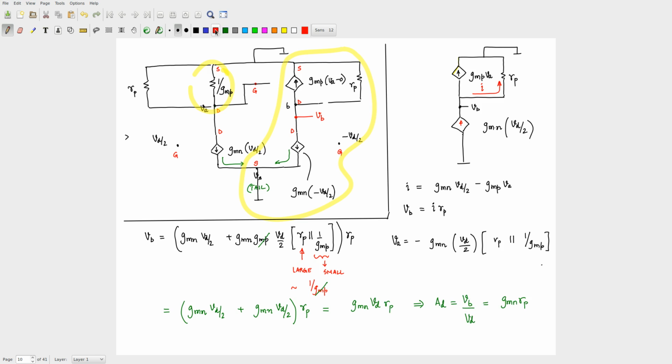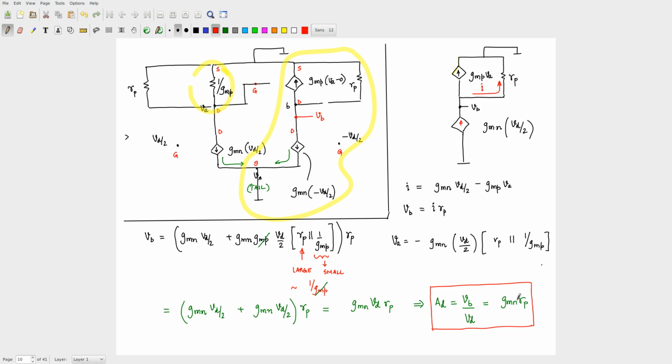Alright, so this is our first result, that you have a differential mode gain which is proportional to the GM of the NMOS transistor and the output resistance RP of the PMOS transistor, which is the active load. You can include the output resistance of the NMOS transistor also, and that will just change this result slightly. It may become RP parallel RN, but anyway, for us this is sufficient. Okay, so let's keep this in mind.